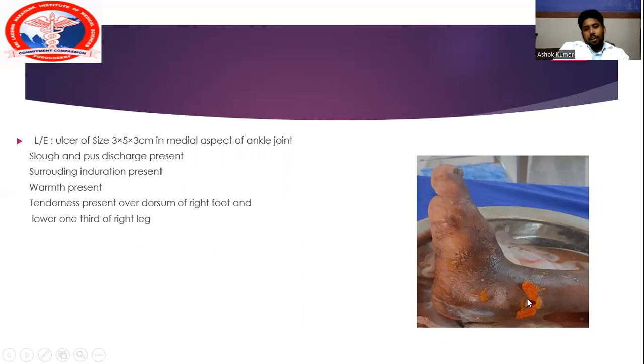He had a 3 by 5 by 3 centimeter ulcer over the medial aspect of the ankle joint, just above the medial malleolus. There was pus draining through the ulcer. Surrounding induration and erythematous changes were present. The patient had mild to moderate cellulitis over the lower aspect of the leg. Tenderness was present in the lower aspect of the leg. He also had diminished sensation of his foot, and inguinal nodes were present. For him, the pulses were normal and palpable.